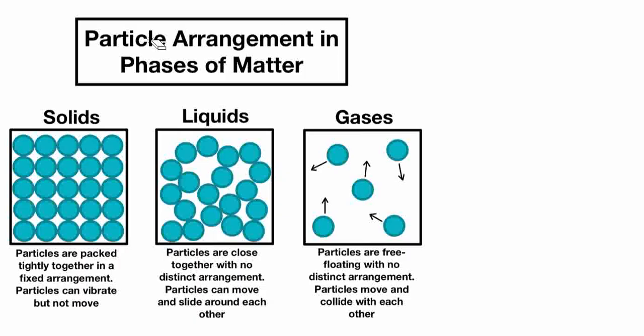So these are the particle arrangements in the phases of solid, liquid, and gas. Solid particles are packed tightly together in a fixed arrangement. Particles can vibrate but not move, so they only vibrate. Liquids: particles are close together, with no distinct arrangement, and can move and slide around each other. Gases: they are free floating, with no distinct arrangement, and particles move and collide with each other.